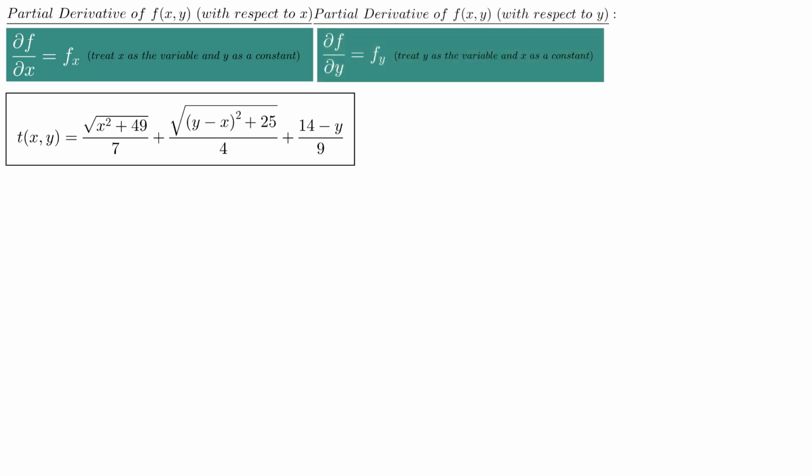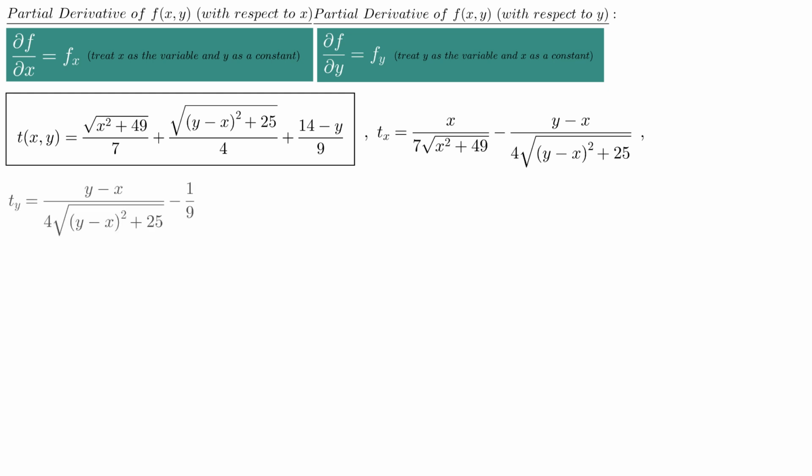y. So using the chain rule and the product rule, we have T_x equals x over 7 times square root of x squared plus 49 minus (y minus x) over 4 times the square root of (y minus x) squared plus 25. And T_y is (y minus x) over 4 times square root of (y minus x) squared plus 25 minus 1 over 9.